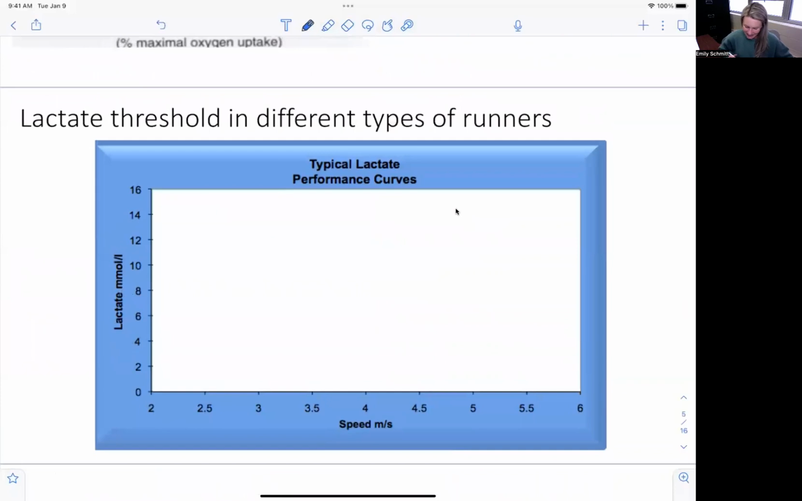So let's look at lactate threshold in different types of runners. This will be a pretty simplified graph here. We're going to have 3 colors. Let's have red be a sprinter. Let's have blue be like a mid distance, that 800 to 1500 meter runner. And then let's have pink be marathon.